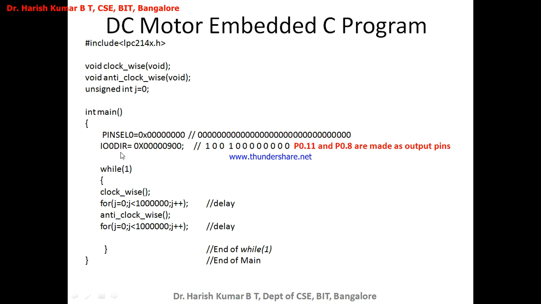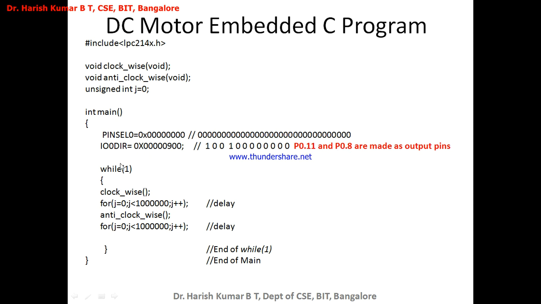In the previous class I explained, when you make the corresponding bits in the direction register IO0DIR as 1, the corresponding port pins will be made as what? Output pins. Now the 8th bit and the 11th bit in the direction register IO0DIR are made as 1. So the corresponding port pins, that is P0.11 and P0.8, will be made as output pins. Assigning this value to this register will make these 2 port pins act as output pins.